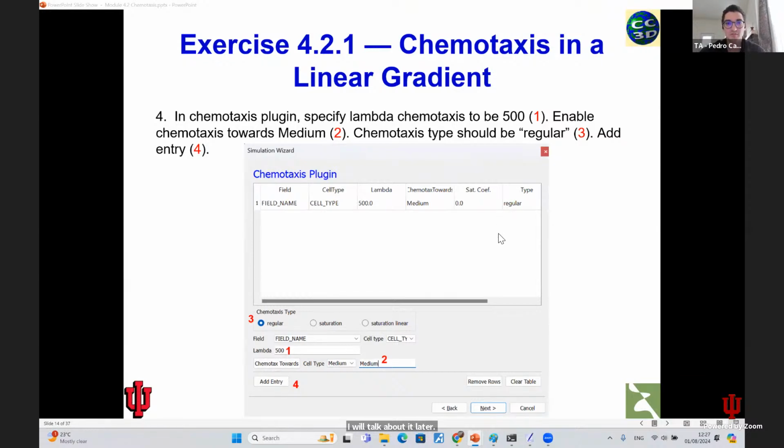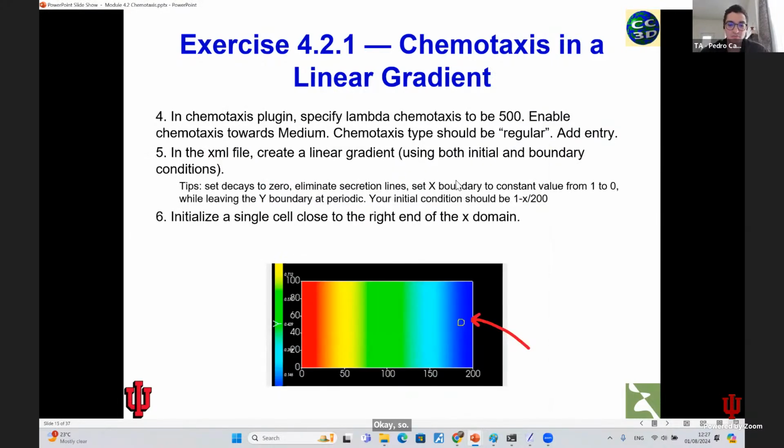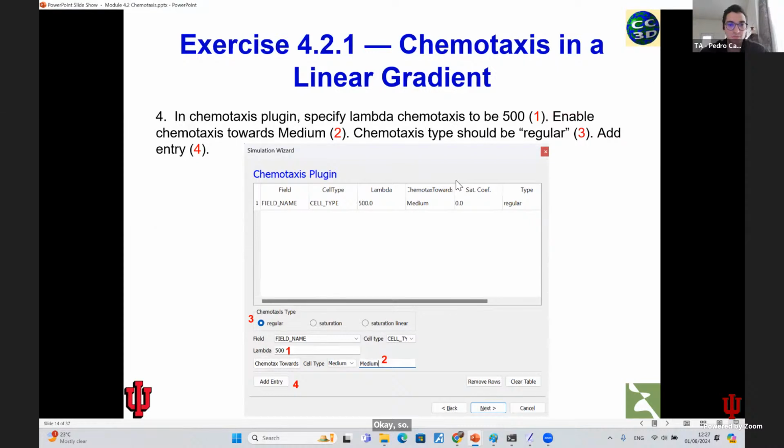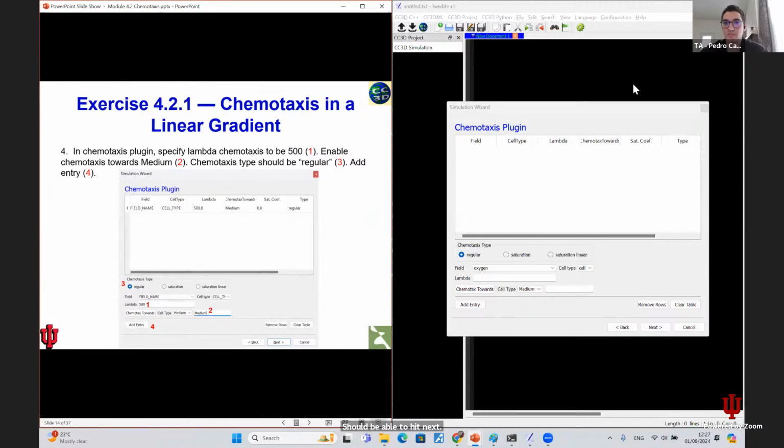Okay, so setting that correctly, you should be able to hit next. Can I go over the process? Of course. So please, everybody that is doubtful about this exercise, stop and look at the streaming, okay? Because I will go over the process now.